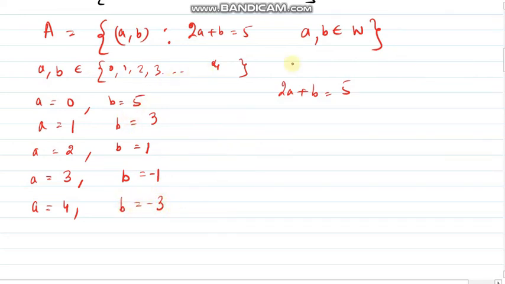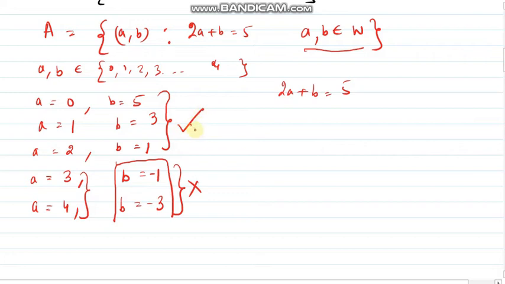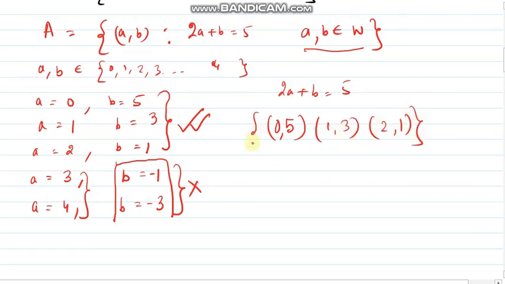Now, as I said, A and B both belong to whole numbers. As both belong to whole numbers, just check: if I gradually increase the value of A, the value of B is coming out negative, which is not part of the whole numbers, right? So the only values we can take are these three values. So the ordered pairs will be (0, 5), (1, 3) and (2, 1) for this question.